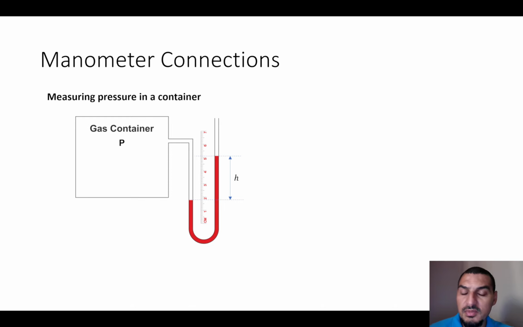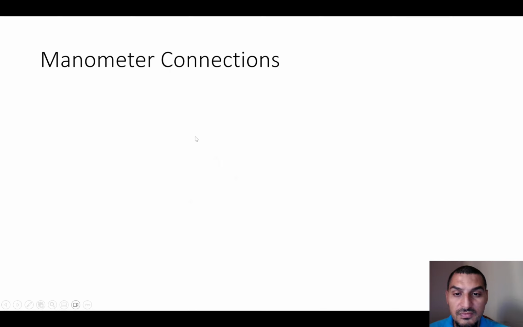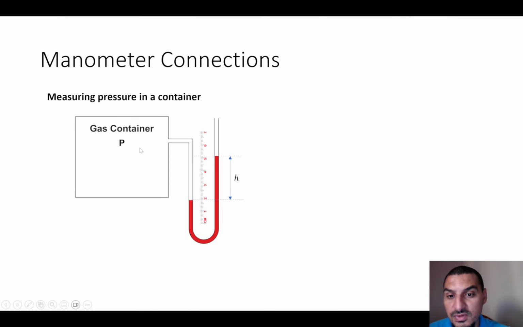Now the manometer can be connected in different ways. One of the ways is you can measure the pressure in a container, for instance, by keeping one of the two sides open. This is possible if the pressure difference between the container and the atmospheric pressure is very low. Otherwise, if this has very high pressure, then it will be like a fountain. All this manometer fluid is going to flow outside the manometer. So if it's a small pressure difference from the atmospheric pressure, then we can connect it this way.